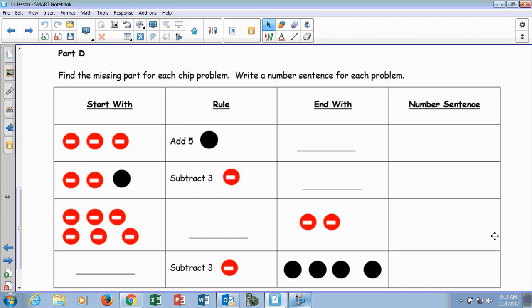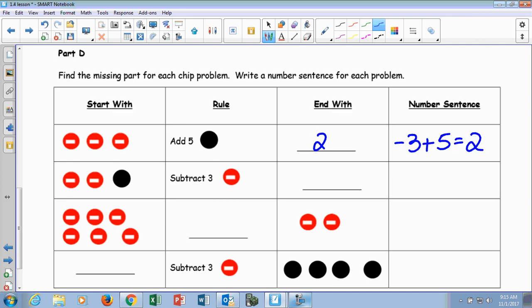8, right? So if you have 3 red chips, you start with those, and you add 5 black. What are you left with? 2, right? Because what's your number sentence? Not negative 2. How many red chips do you have? Negative 3 plus 5 equals 2.